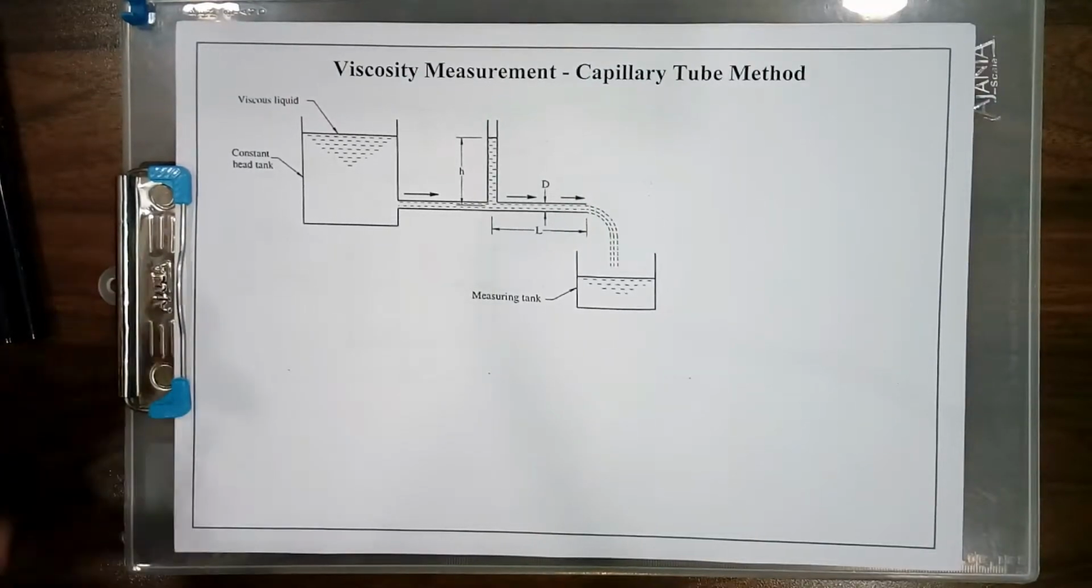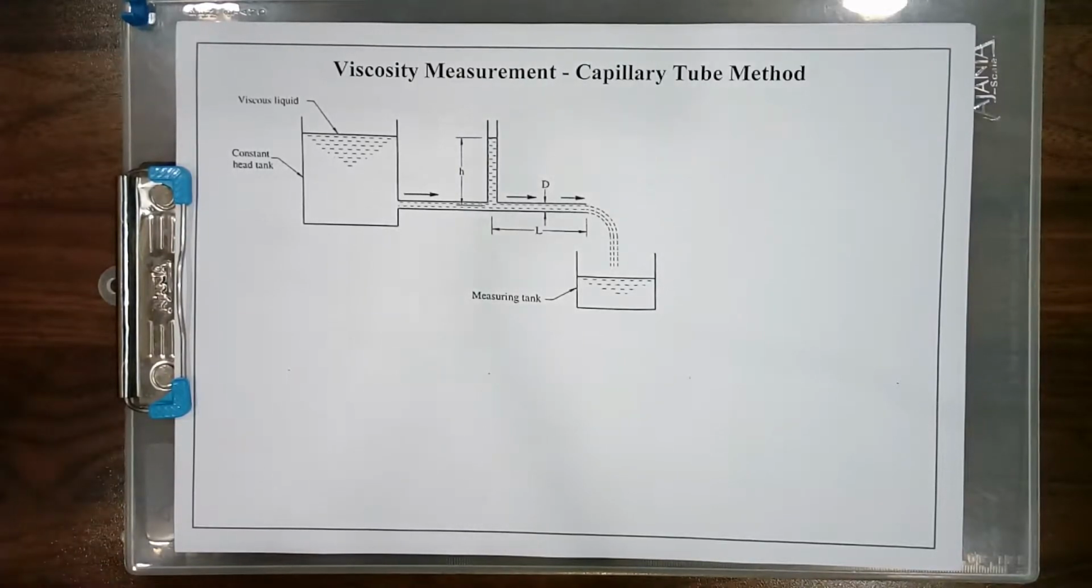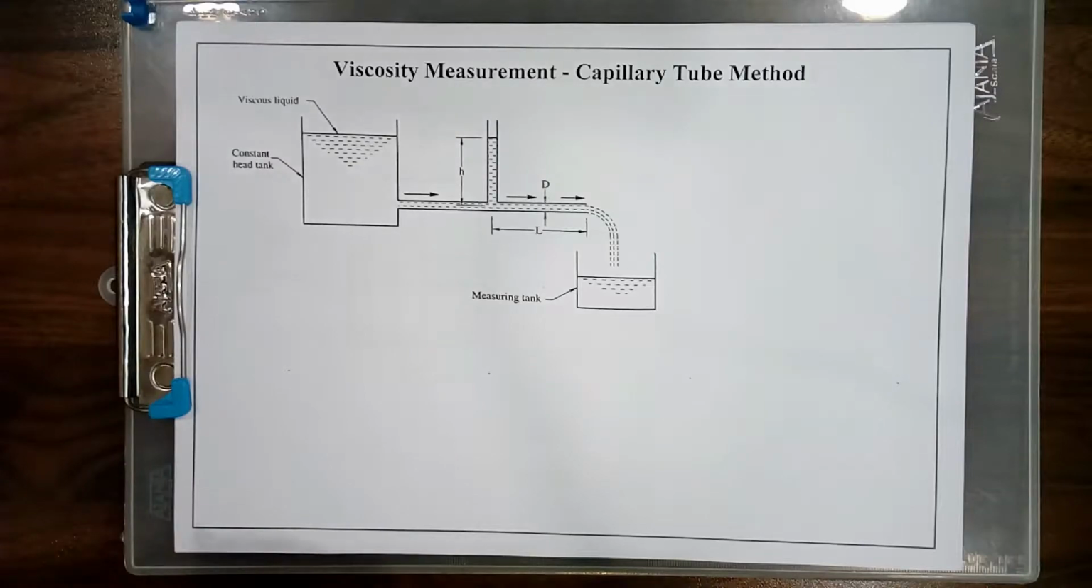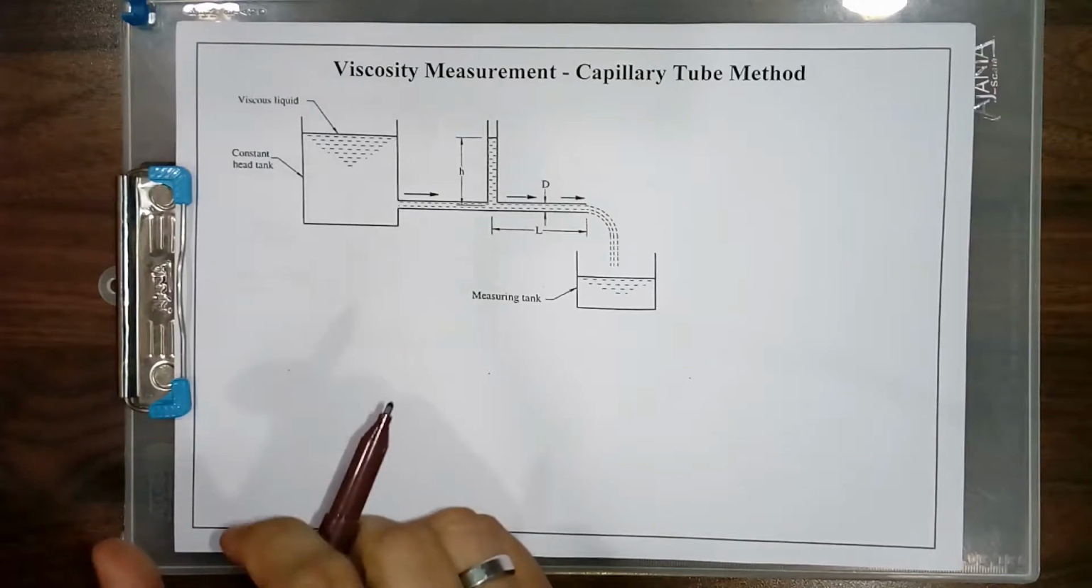Welcome dear students. Today in this video lecture we are going to discuss the capillary method to find out the viscosity. So let us understand the apparatus and the method. The basic principle which we apply is the Hagen-Poiseuille's theory, and using that theory we calculate the viscosity of unknown fluids. So let us start with the apparatus.